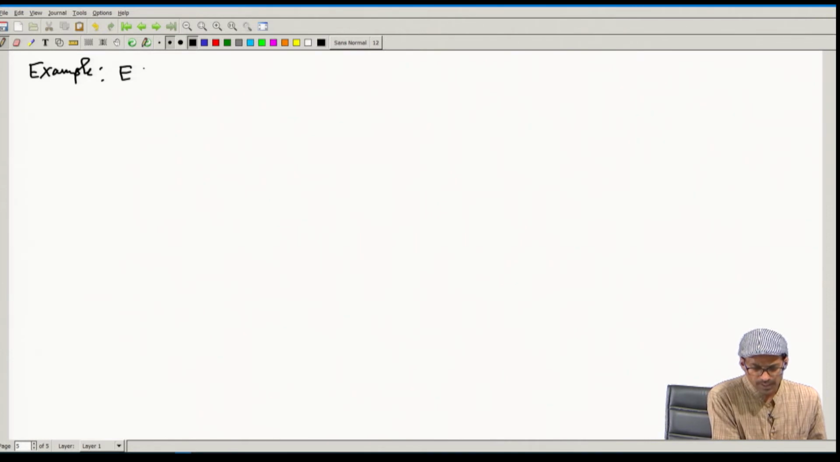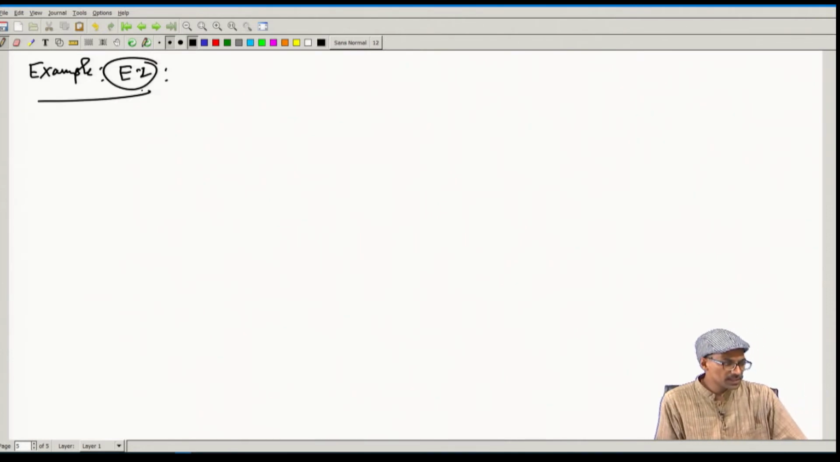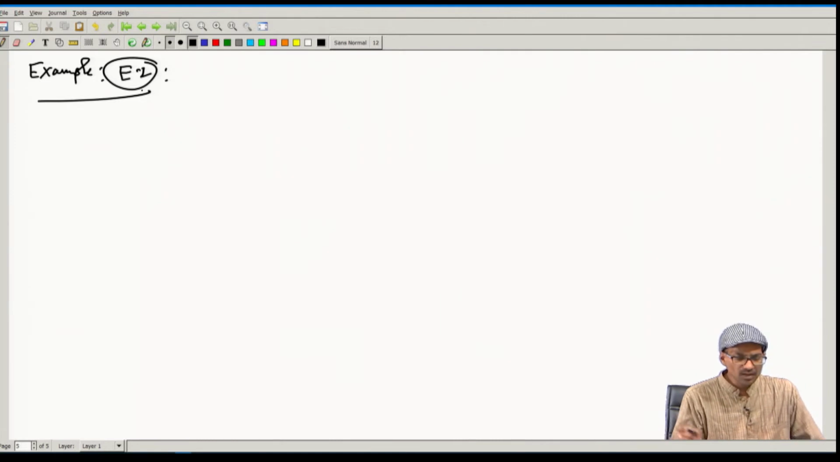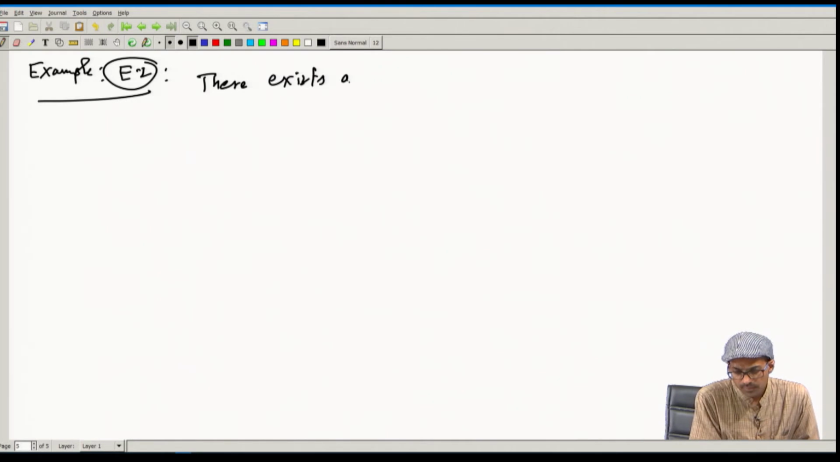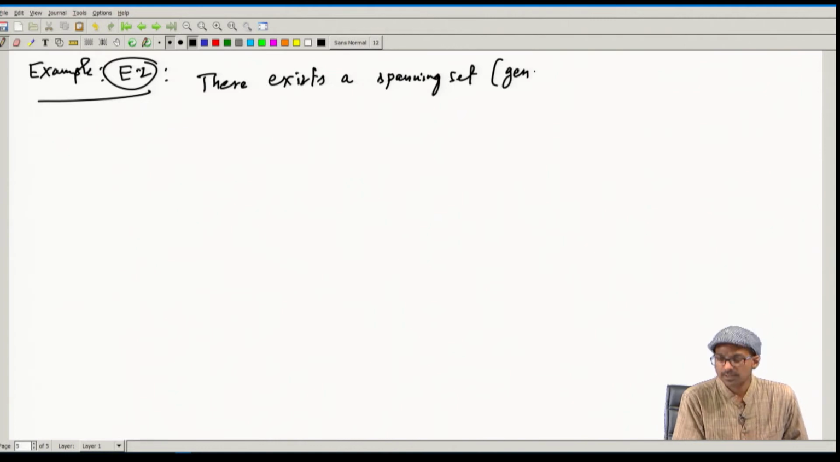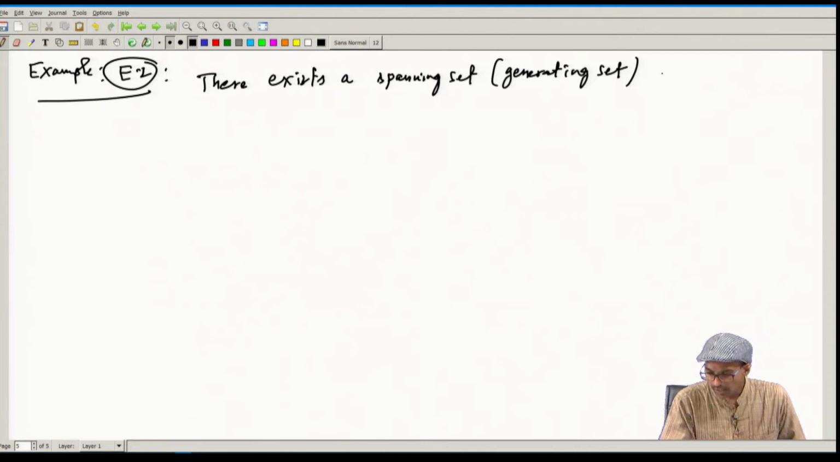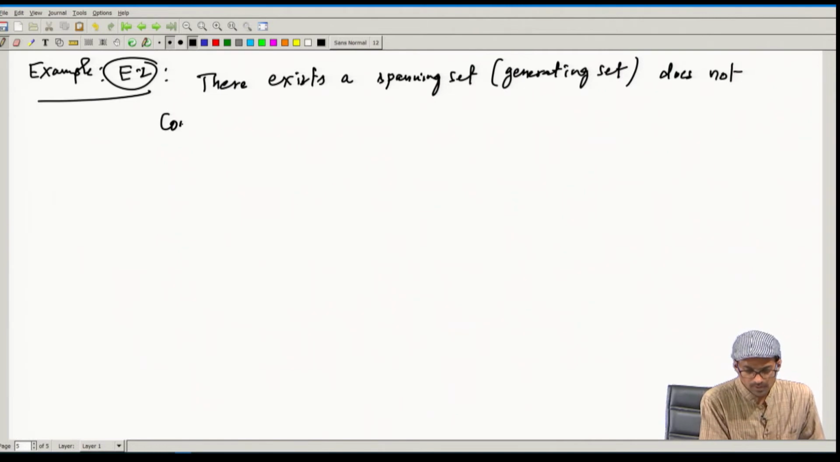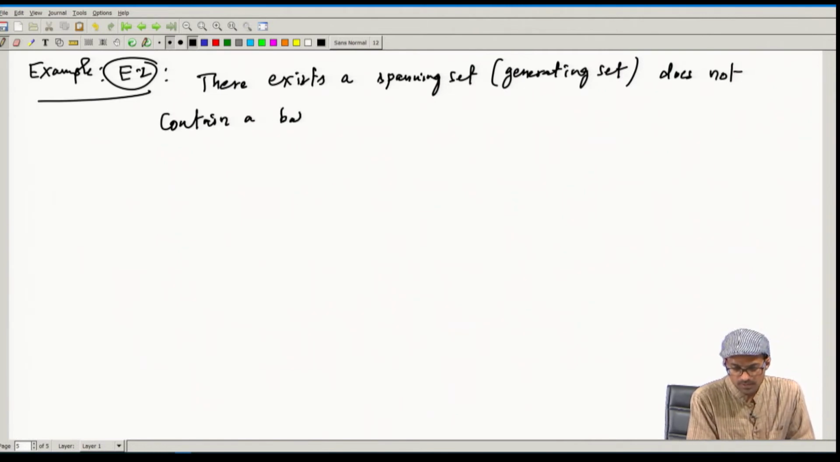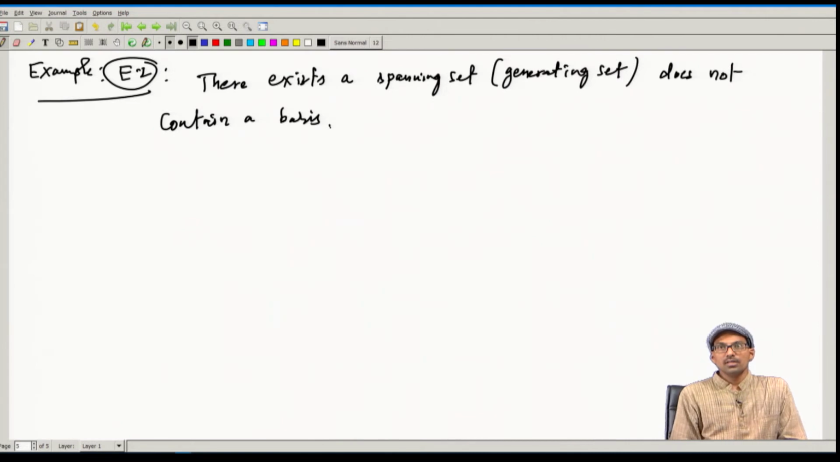So, now let us come to the next example. Let us say E2. So, what is this example? This example corresponds to: there exists a spanning set or generating set that does not contain a basis. Okay. So, this we are doing for free modules.